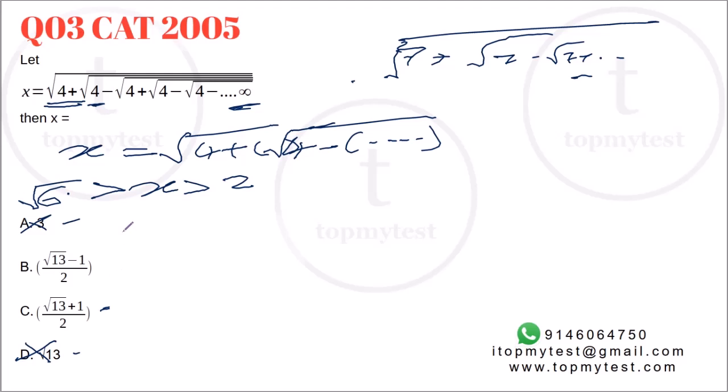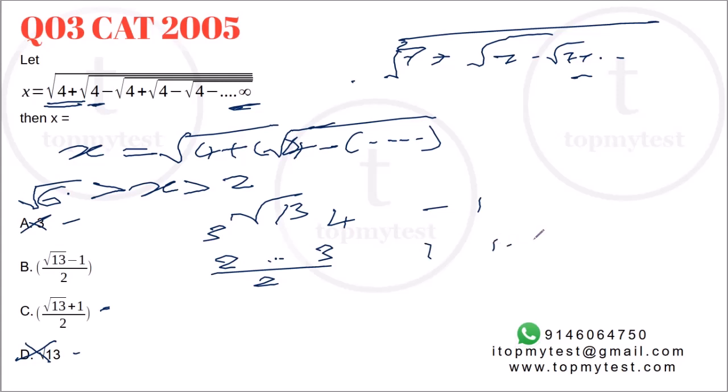That leaves us with B and C. Let's evaluate how much root 13 will be. Root 13 will lie between 3 and 4. Root 13 minus 1 will lie between 2 and 3. If you divide this by 2, when you subtract 1 and divide by 2, you will get a value which is between 1 and 1.5. I want a value which is between 2 and root 6. So option B is out.